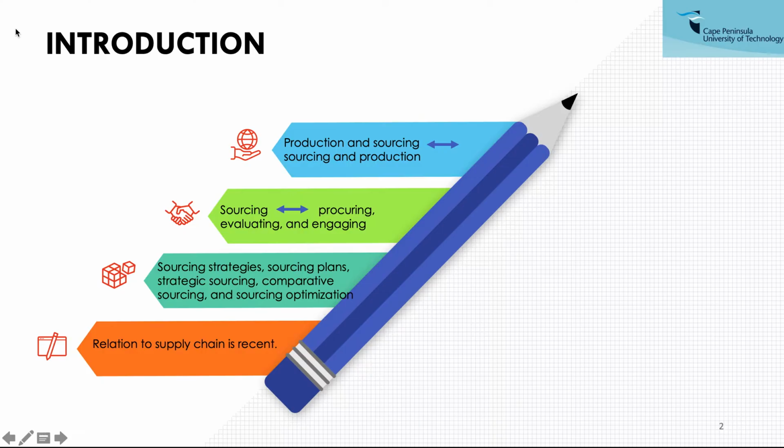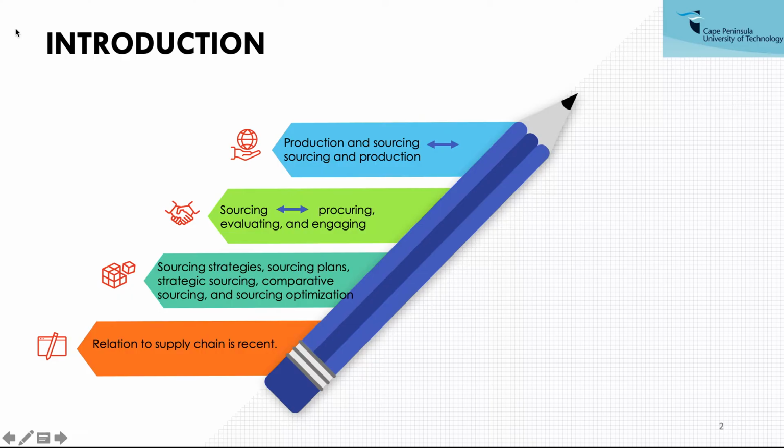The production and sourcing terminologies are sometimes also interchangeably called sourcing and production. It is also called manufacturing and production. So your production and sourcing is your manufacturing and production. I spoke about the definition, but the term sourcing is synonymous when people speak about procuring or evaluating and engaging. These are further expansions of the term sourcing.